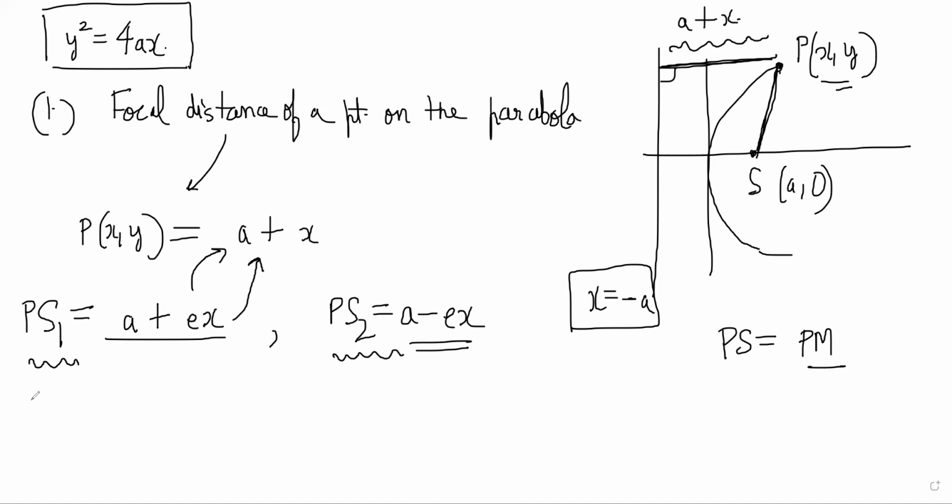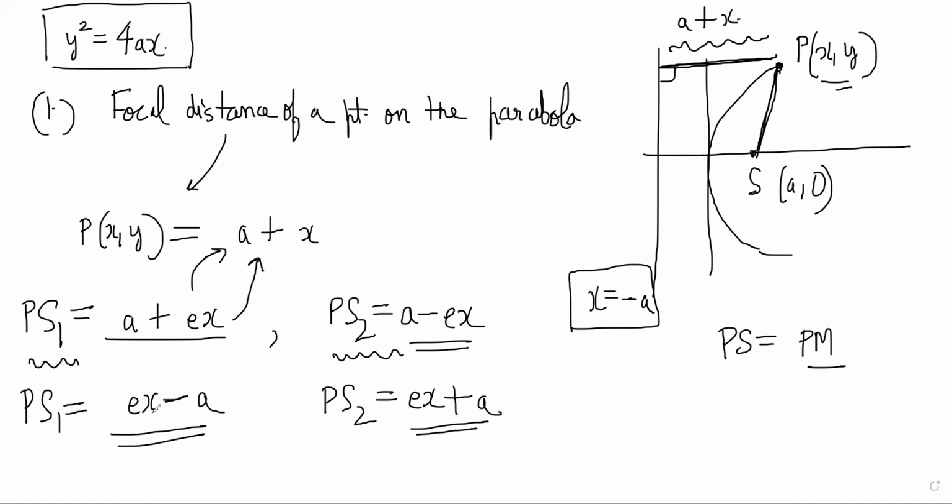In a hyperbola, you will get PS1 and PS2 as ex minus a and ex plus a. So when you subtract, you will get 2a. And e for a hyperbola will be greater than 1. For an ellipse, e is less than 1. For a parabola, e is equal to 1. So this concept of focal distance of a point, right now we are only referring to the parabola, but in general, you can find it out for an ellipse and a hyperbola also.